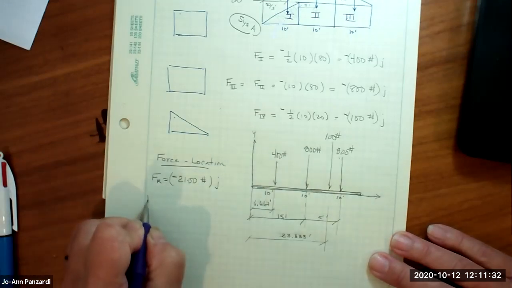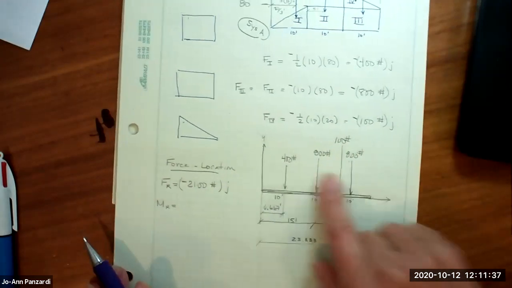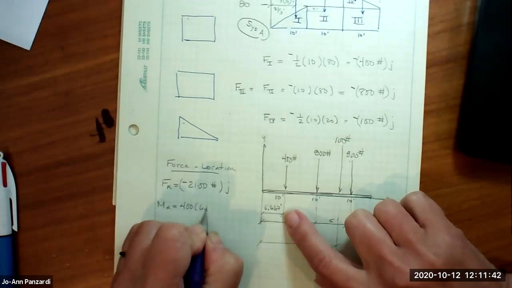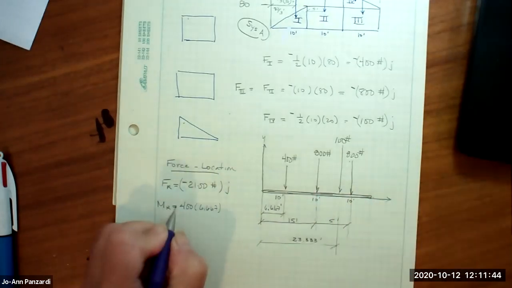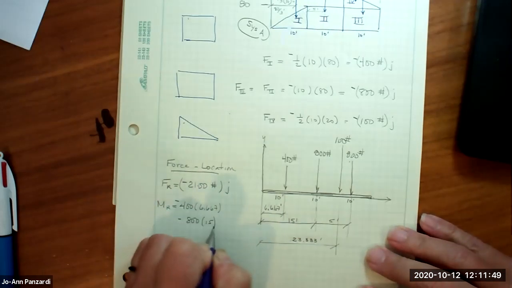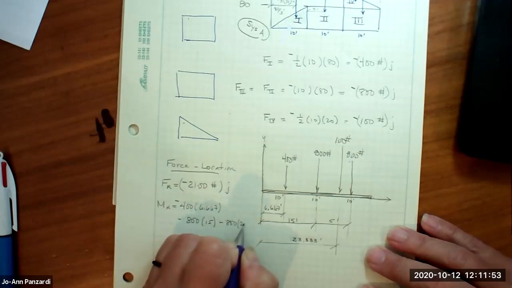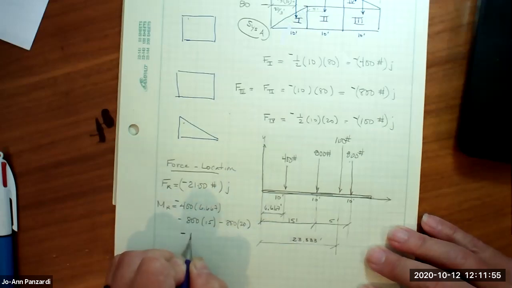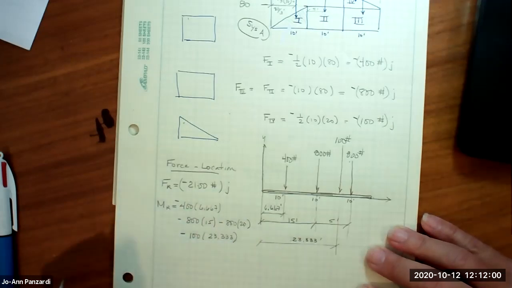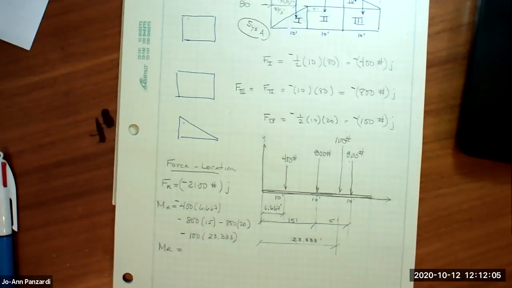And then we do a resultant moment. So now we have to think, okay, each of these forces is creating a moment. So it's 400 times negative 6.667, minus 800 times 15, minus 800 times 20, minus 100 times 23.333. And my resultant moment turns out to be, let me see if I have the value.